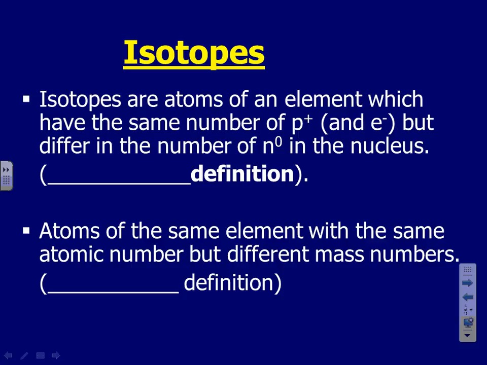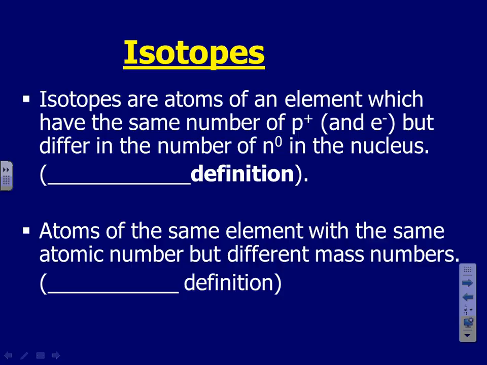So, same number of protons, different number of neutrons. Or, another way of looking at it is the same atomic number, but different mass numbers. We saw that with the carbon. They both have 6, same atomic number, but one had 12 as the mass number, and one had 14 as the mass number. So now, to get us to think again, because that's my job, to make you think.